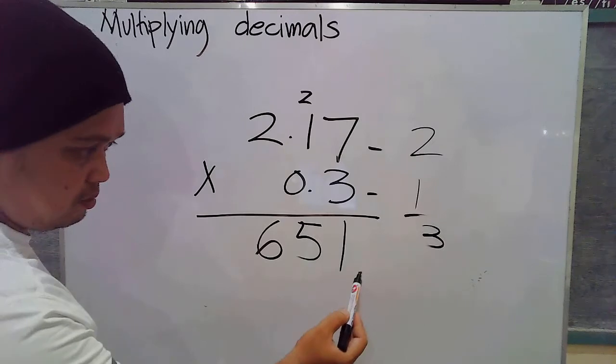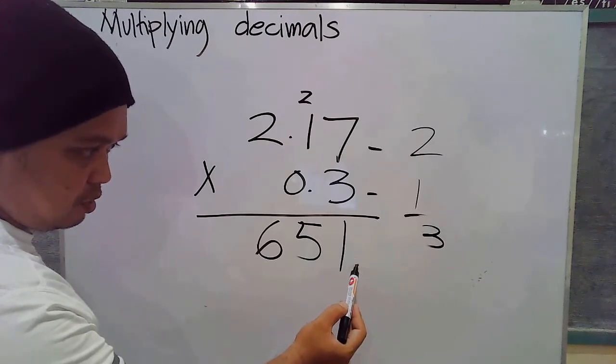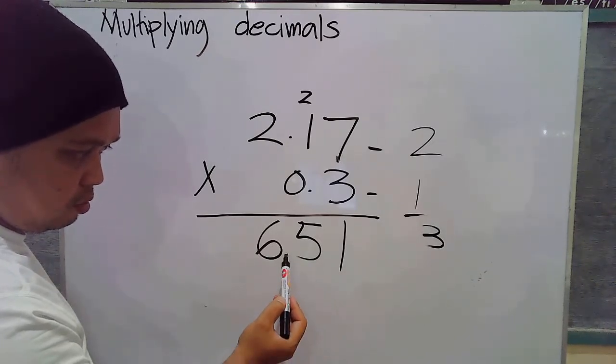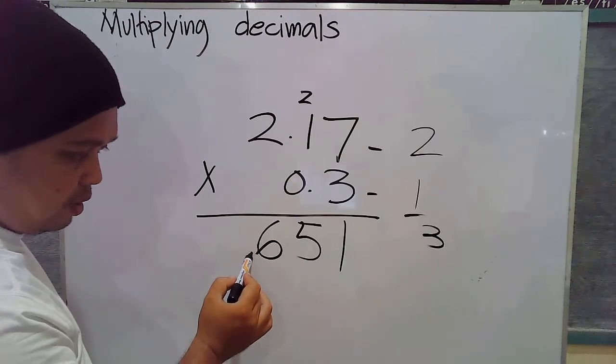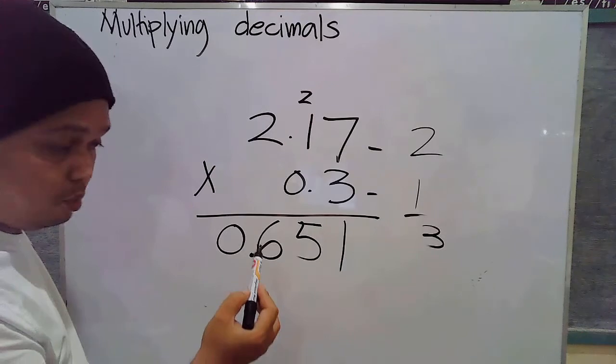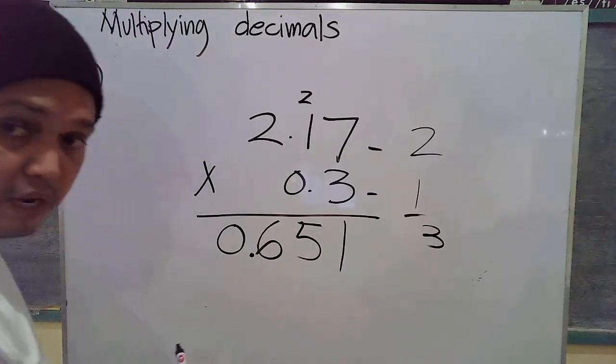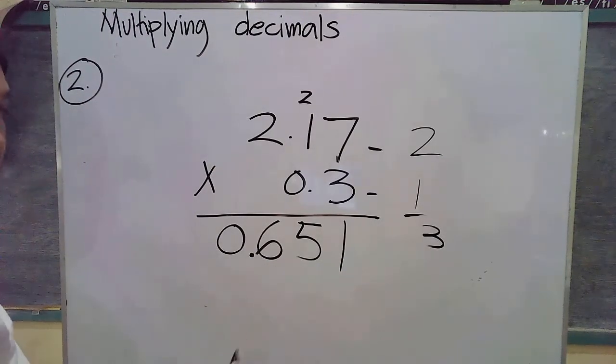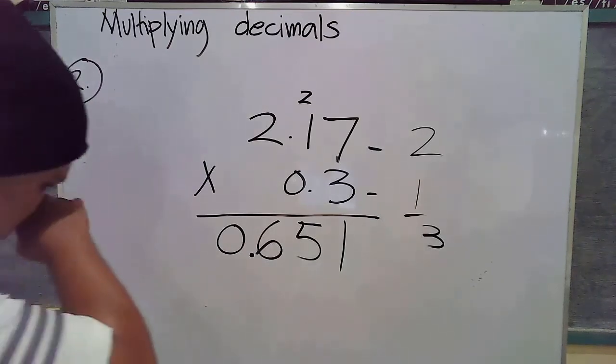So let's count. From here, 3 steps. 1, 2, 3. And our decimal point will be here. Okay? So our answer is 0.651. Okay, that's how you multiply decimal numbers. Let's have some more examples. Example number 3.